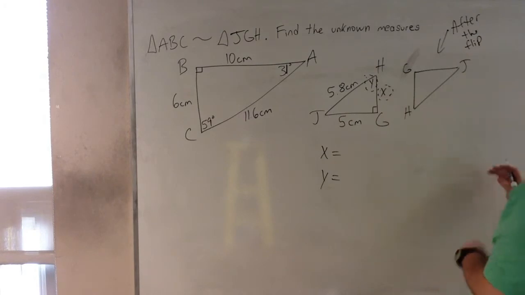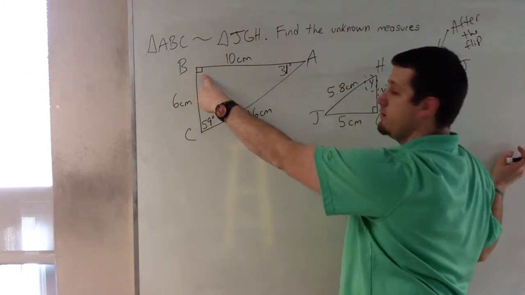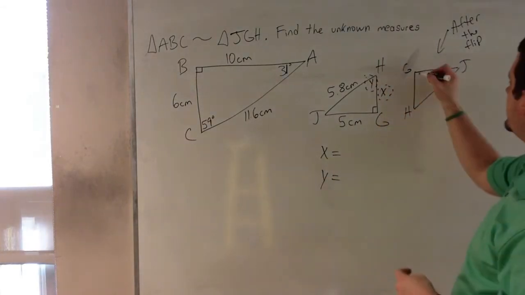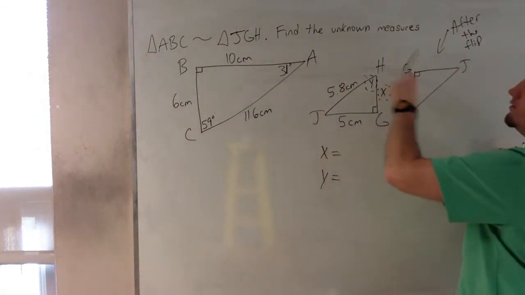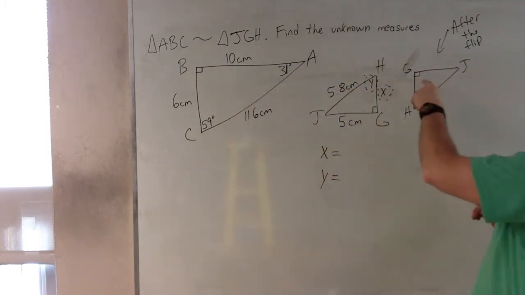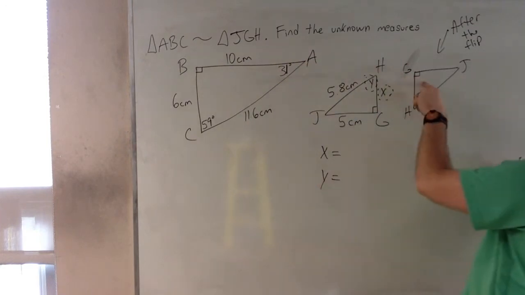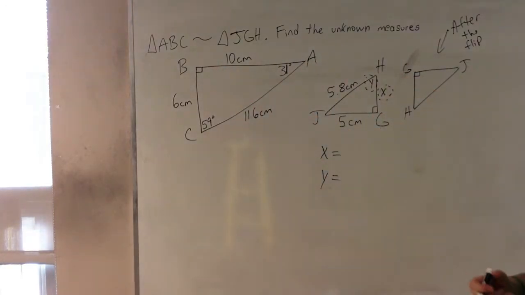Yes? Alright, so G corresponds with what? The B, right? Because it's in the same relative position. And that should be good because they're both what? What does that box mean when it's on a shape? It means it's a right angle. So we're good, right? If that's 90, then that's got to be 90. And they're both already labeled 90. So we catch what we need to catch there with the flip.